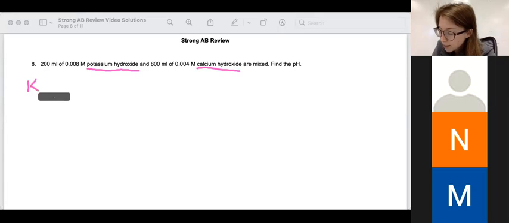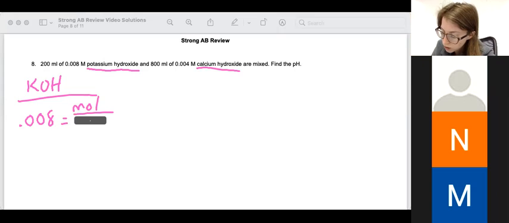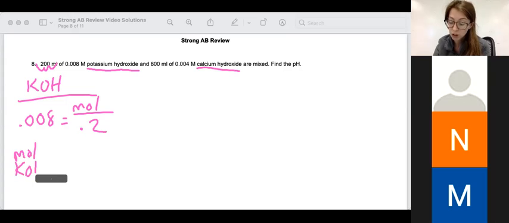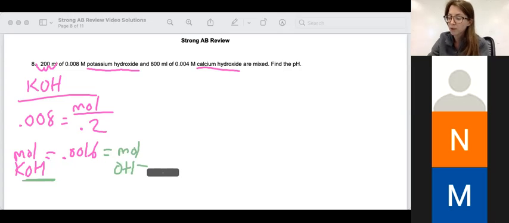So for the potassium hydroxide, we have 0.008 molar. I'm plugging into molarity equals moles over liters. For the liters, I need to convert it from milliliters to liters, and so it's 0.2. 0.008 times 0.2 gets me my moles of KOH of the whole base to be 0.0016. But because we don't have a 2 with the hydroxide, I know it's a 1-to-1 ratio, and so this is my moles of OH from the potassium hydroxide.